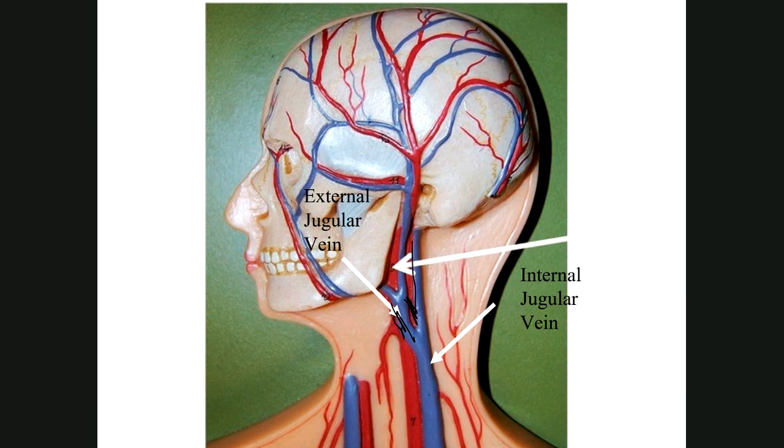There is no common jugular. Maybe we should name it that, but it hasn't been named that. But this is the internal jugular all the way from here, and it just keeps on going all the way down. Here's the other internal jugular.